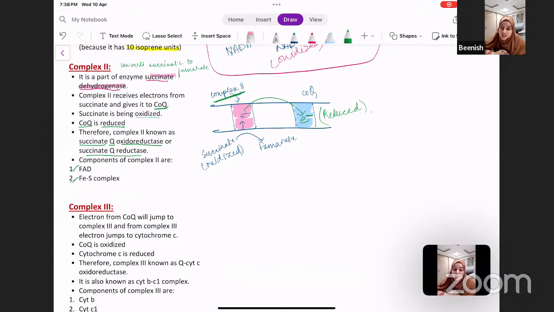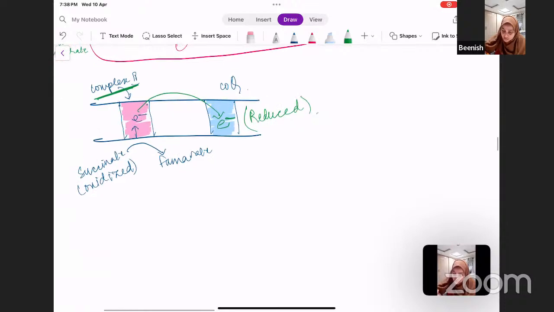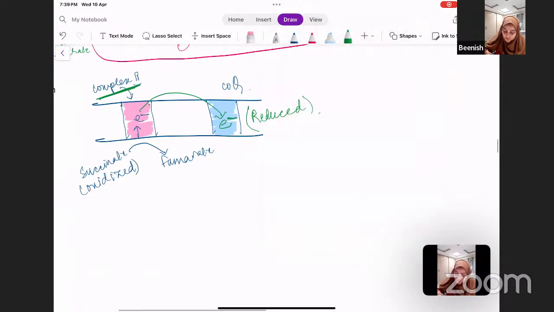Now, three major enzyme systems transfer the electron directly to coenzyme Q. One we've already spoken about, that is succinate dehydrogenase. The other two are fatty acyl-CoA dehydrogenase and mitochondrial glycerol 3-phosphate dehydrogenase. These are important. Maybe I should write it down so that you remember.